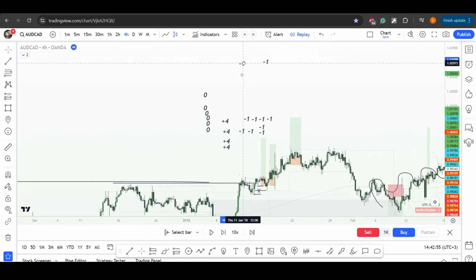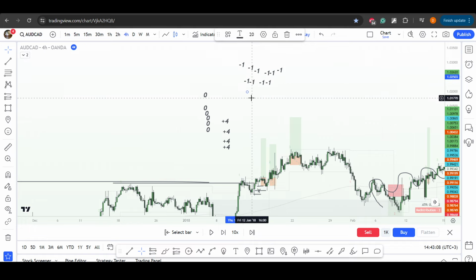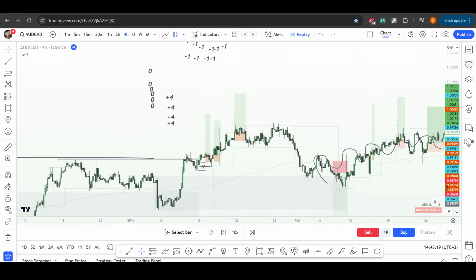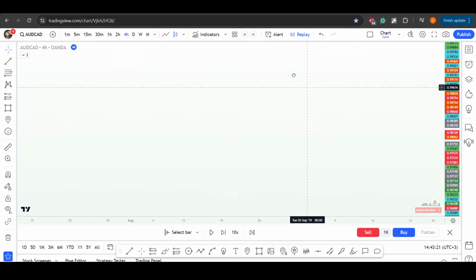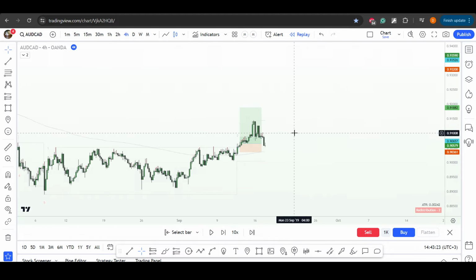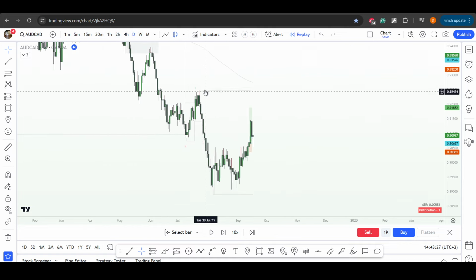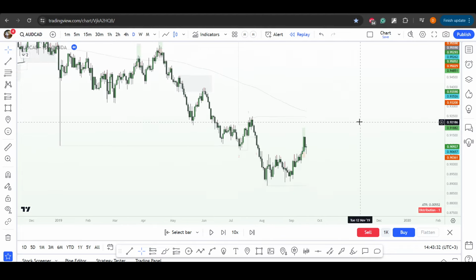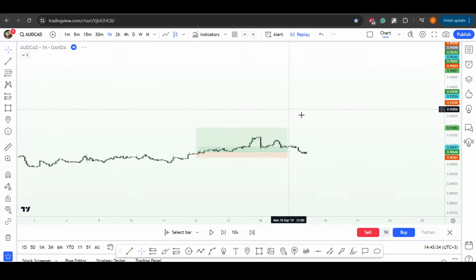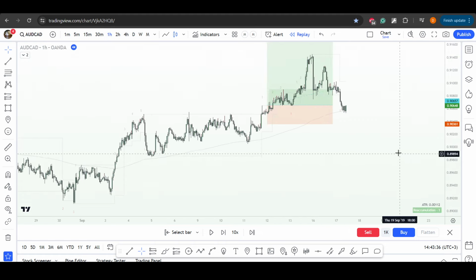So what do we have? Let me count. So we only have 5R in plus, 1, 2, 3, 4, 5, 6, 7, 8, 9, 10. Oh no, 6R plus 6R. So maybe I will try to catch one more winner here. I would still look to take out this high, even though the overall context is really bearish. But yeah, that's crazy how it went.